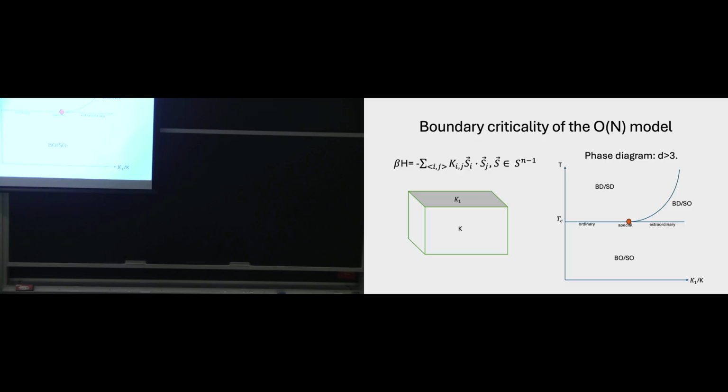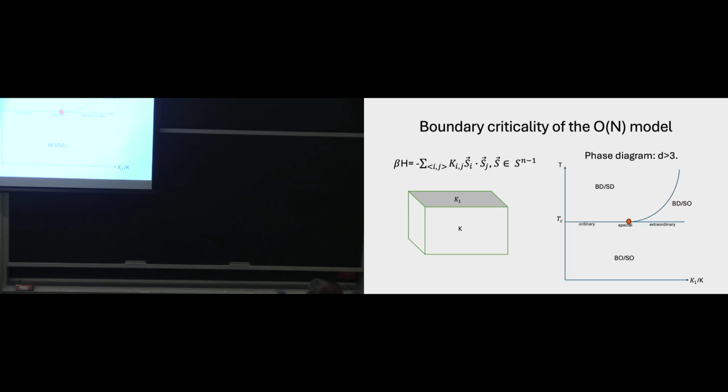But when the coupling is big, we are in this region, and the boundary can order at a higher temperature than the bulk. As we lower the temperature here, the boundary orders first. It's a purely boundary transition, because the bulk is disordered. The boundary order only penetrates a very small distance. But if we lower the temperature further, we have this bulk transition.